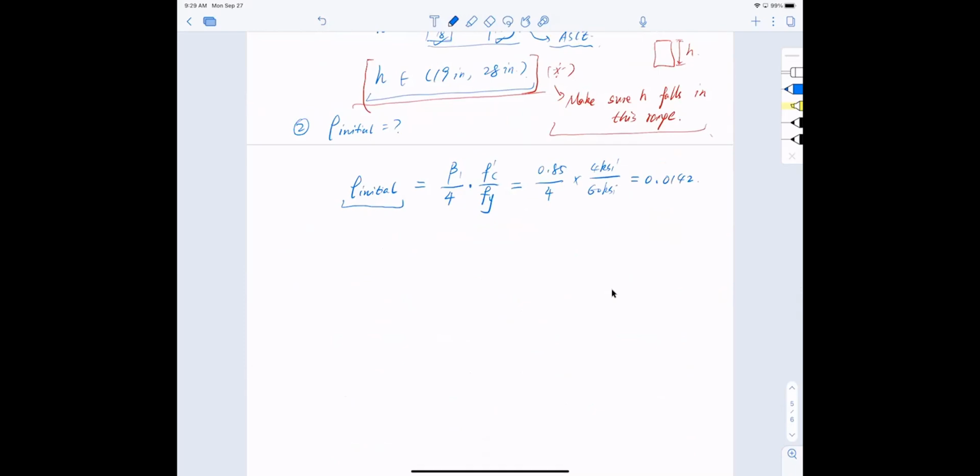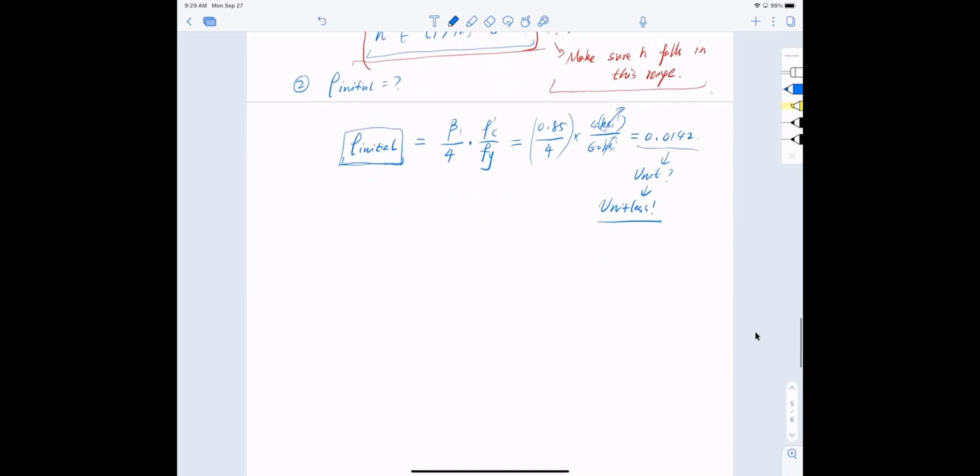Now, a quick thing here. Mike, while I'm having you here, what is the unit for rho initial? It'd be unitless, wouldn't it? Exactly, so that should be unitless. Very important. Make sure ksi cancels. Thank you, Mike. The ksi cancels, and this is unitless. So this is rho initial, and now I can get my omega.